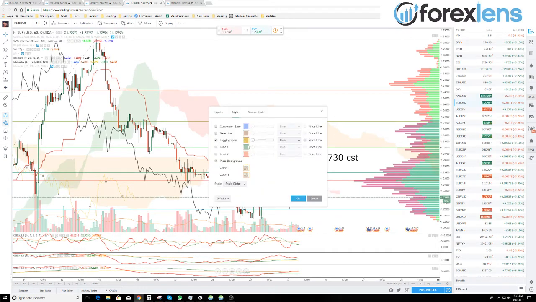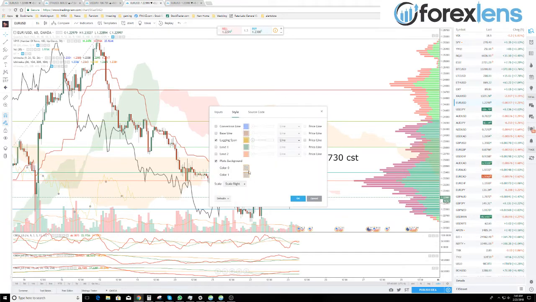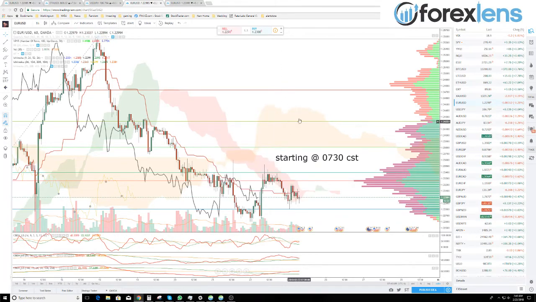I multiply them by 4. So instead of a 1-hour cloud, now we have a 4-hour cloud. And then I color it in orange or whatever color you want to use. So this is the 4-hour cloud. I have my 1-hour cloud, my 1-hour lagging span, my 1-hour baseline, and I have my 4-hour cloud. And then I have my 8-hour. So I can look.